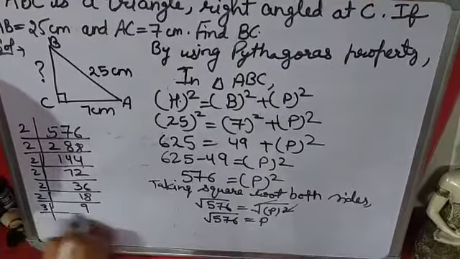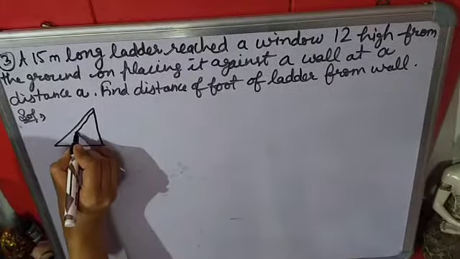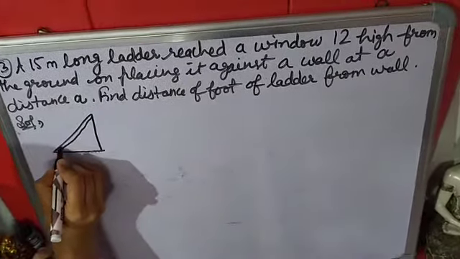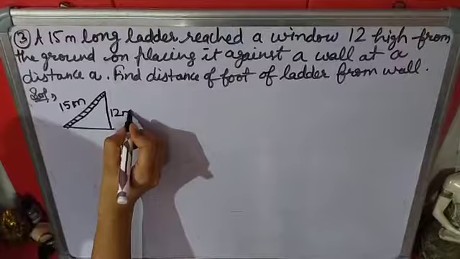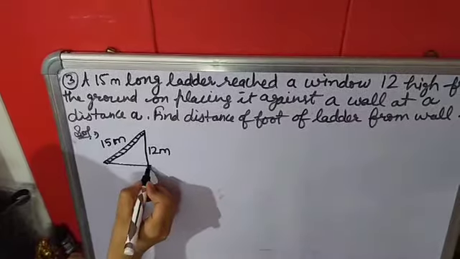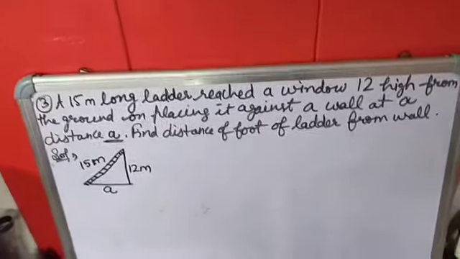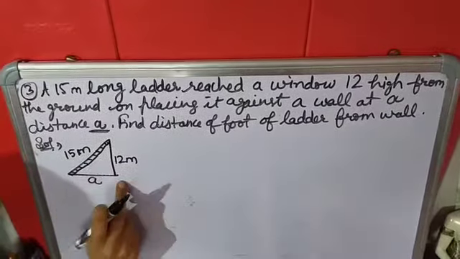Third question is, a 15-meter long ladder reached a window 12 meter high from the ground on placing it against a wall at a distance A. It means this is the ladder. That is 15 meter long and the window is 12 meter high from the ground, and the distance between the ladder and wall is A. You have to find the distance of foot of ladder from the pole. It means you have to find base.